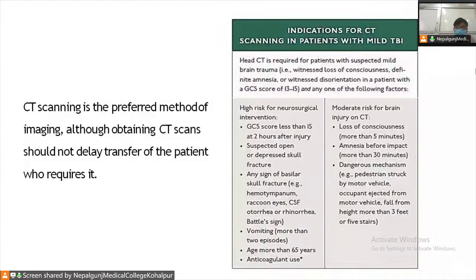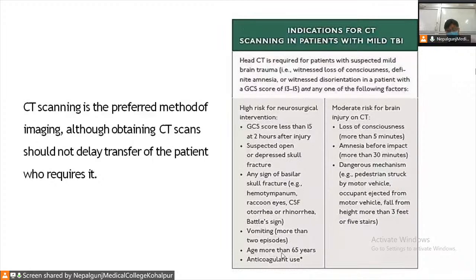In this traumatic brain injury, the most important thing that we need to do is the CT, because a CT scan helps in finding the diagnosis and helps to treat accordingly. So these are the criteria we need to know regarding the indications for CT for high-risk neurological intervention. If GCS is less than 15 within 2 hours after the injury, we need to do the CT. If we suspect a depressed fracture, we need to do CT, as well as with hemotympanum, CSF otorrhea or rhinorrhea, and Battle sign.